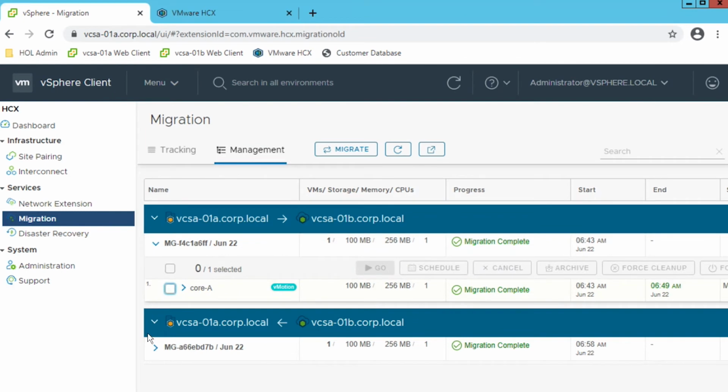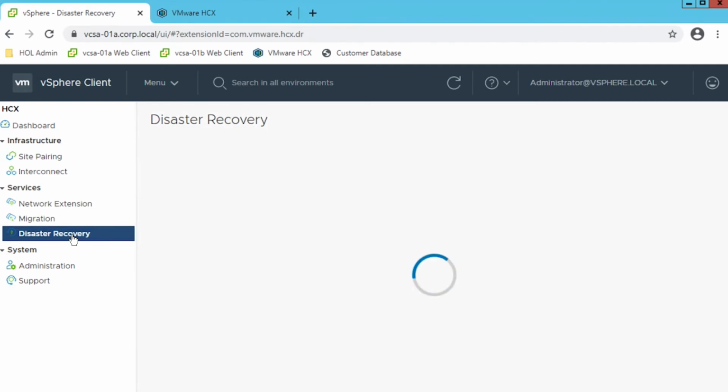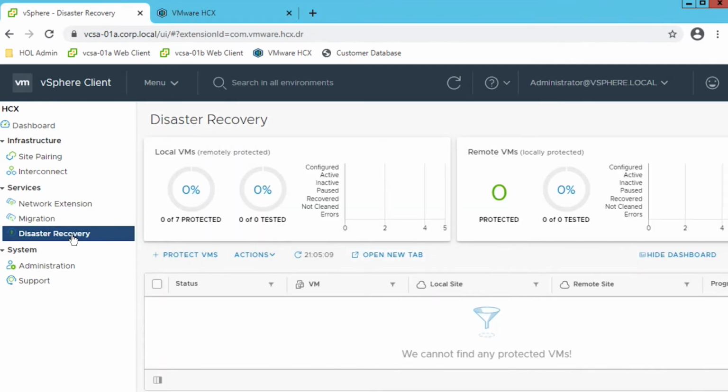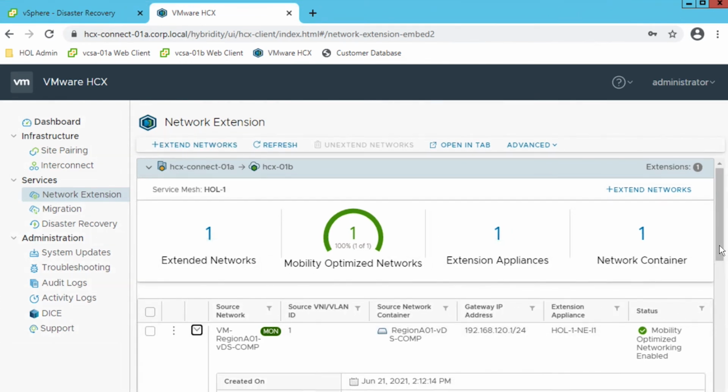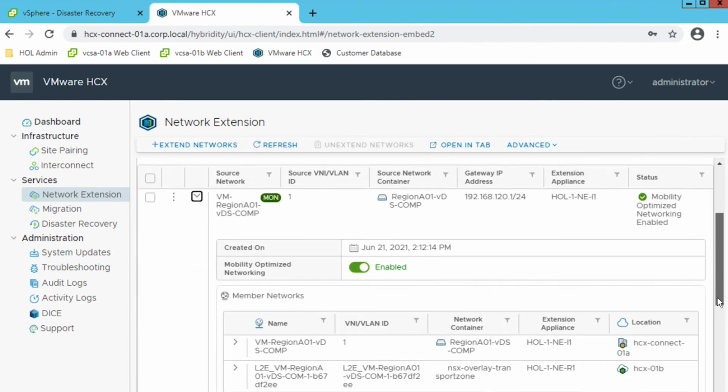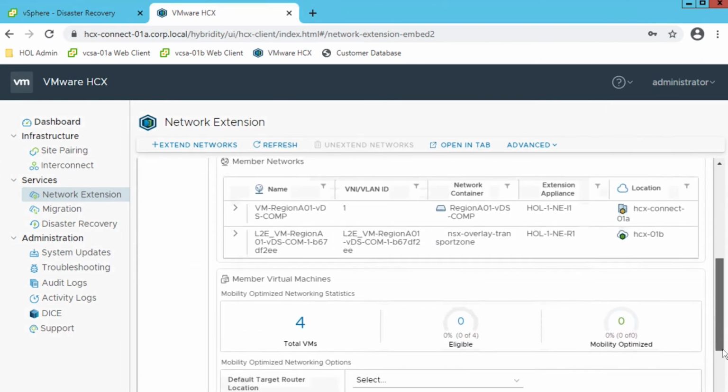HCX Disaster Recovery is a service intended to protect virtual workloads managed by vSphere that are deployed in either a private or public cloud. Did you know that while workloads are being protected by HCX Disaster Recovery, the HCX system automatically detects virtual machine disk changes and reconfigures running protections to accommodate those changes?